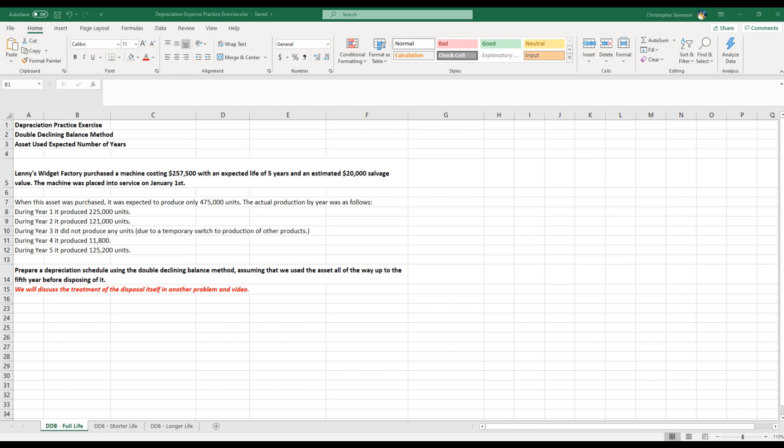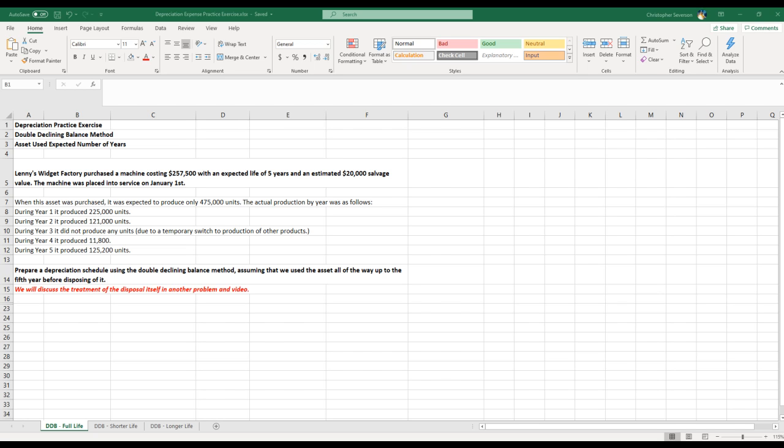What I'll mention here is that in a separate video we're covering the other different methods, straight line, units of production, and even the sum of the year's digits methods. They'll all have their own video. And furthermore, we'll cover the disposal of the assets, for example, gains and losses on the sale of the asset. We'll cover those in their own video as well. So this video is specific for the double declining balance and the actual depreciation calculations.